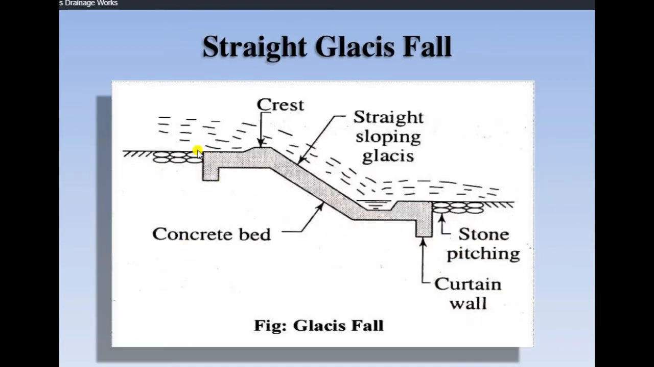Now see the glacis fall. There may be a crest and a straight sloping glacis and stone pitching, and that is the curtain wall and that is the concrete bed.